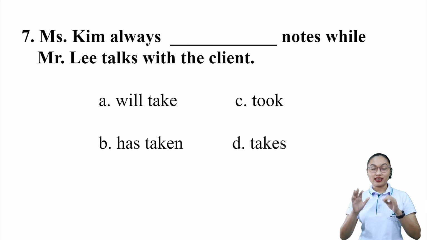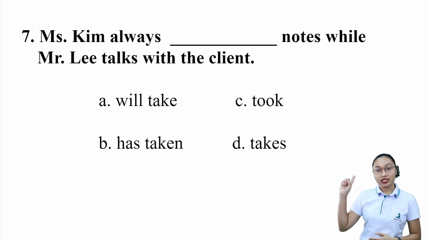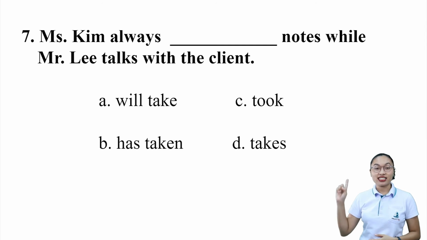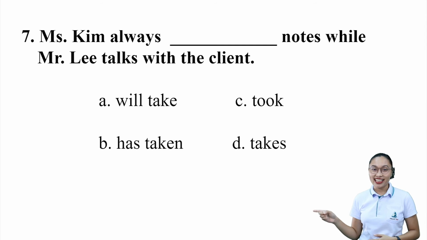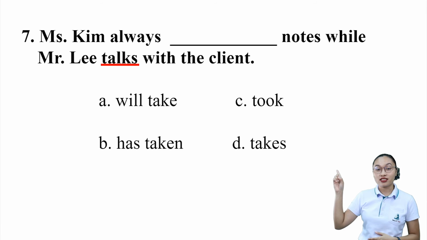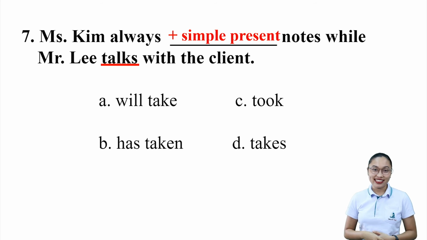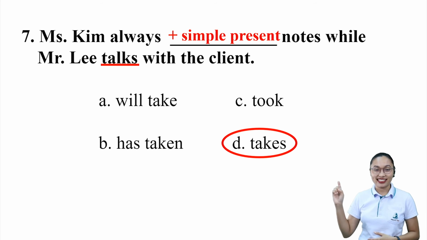Number 7. Miss Kim always blank notes while Mr. Lee talks with the client. A, will take; B, has taken; C, took; or D, takes. What tense is used in the time clause? Yes, it is the present tense, which is the verb talks. Obviously, we need a simple present tense of the verb take. So our answer is D, takes.